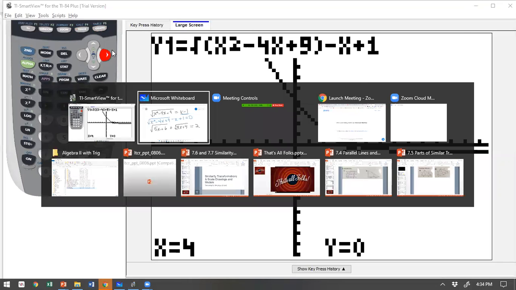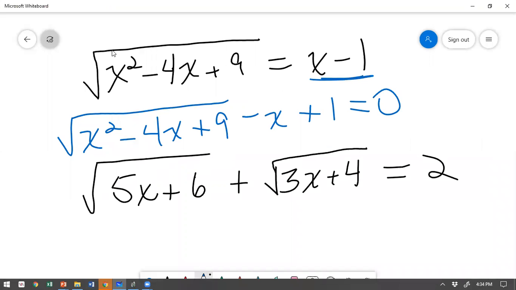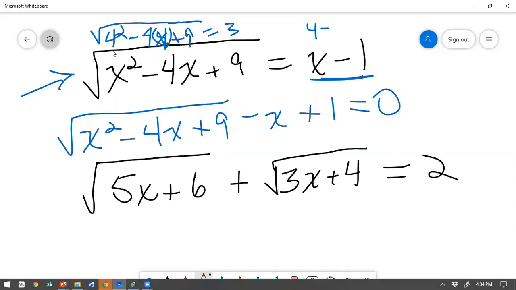We can check this by going back into our original equation. The square root of 4 squared minus 4 times 4 plus 9. Well, we're going to find out that that's 16 minus 16, plus 9, and the square root of 9 is 3, so that's equal to 3. Over here, I've got 4 minus 1, and that's equal to 3. So that's all true, okay?